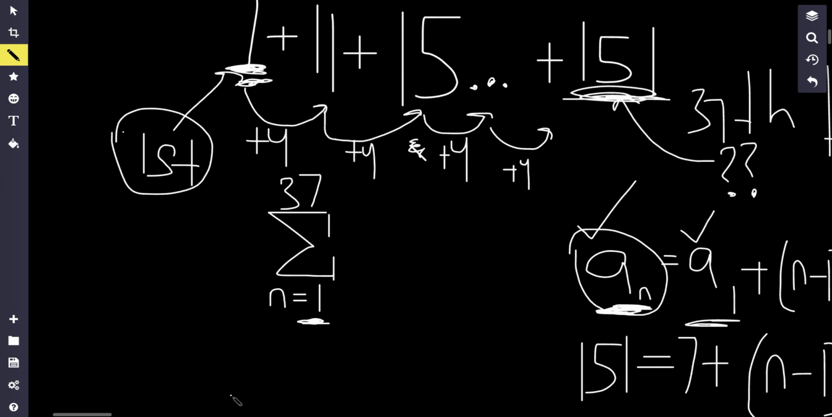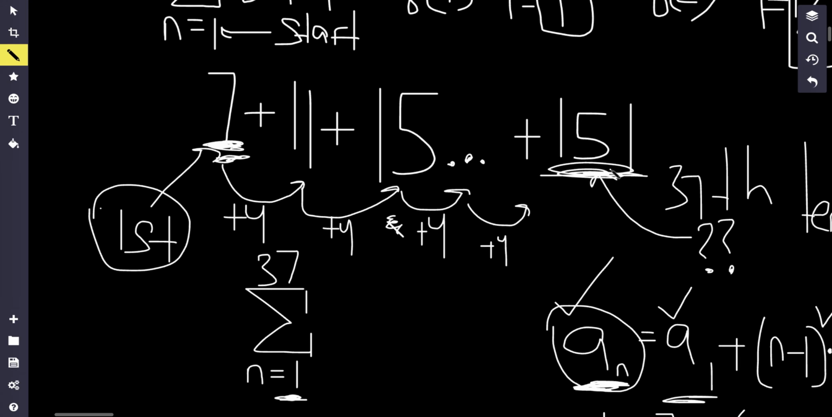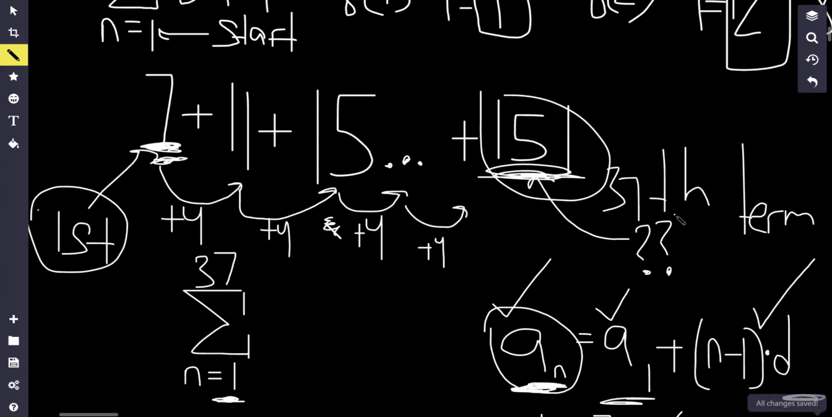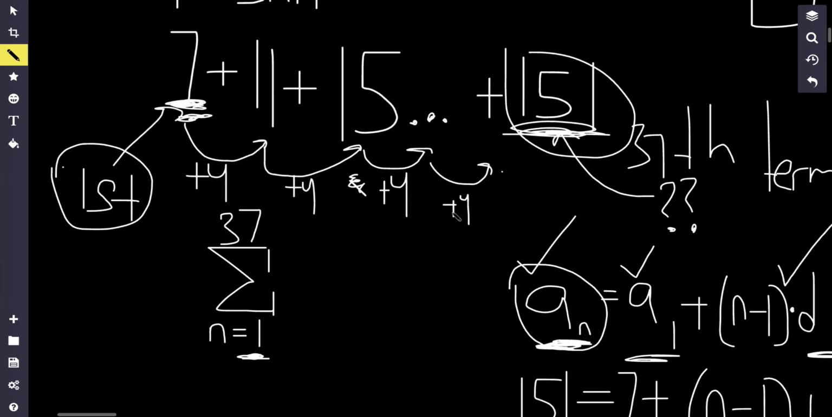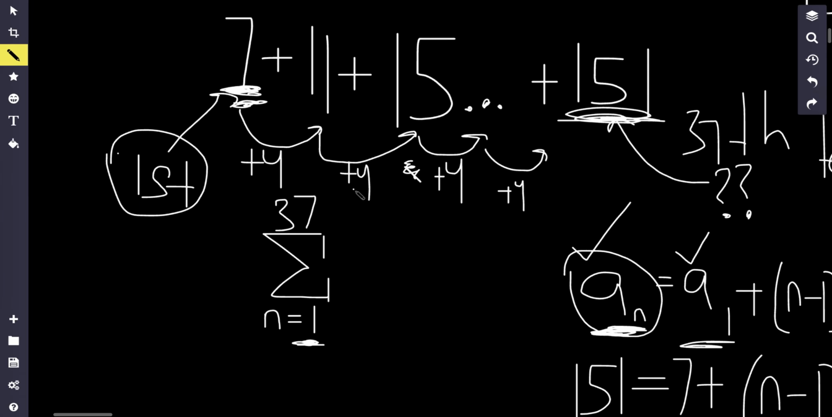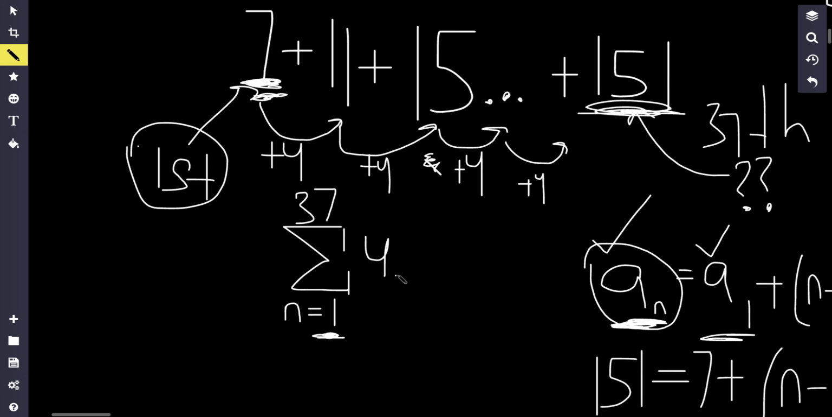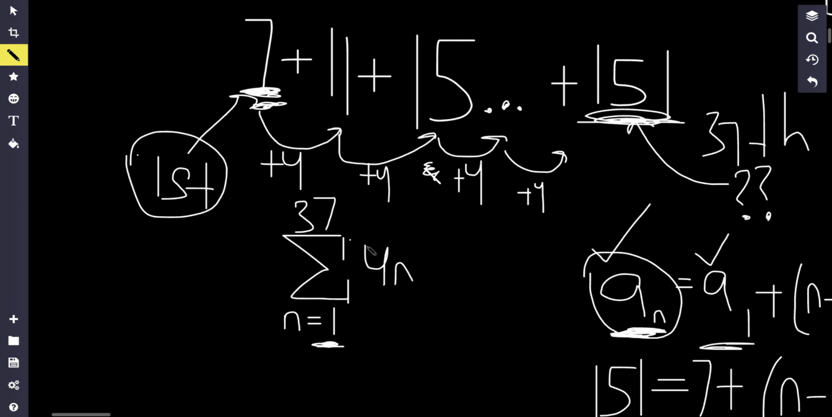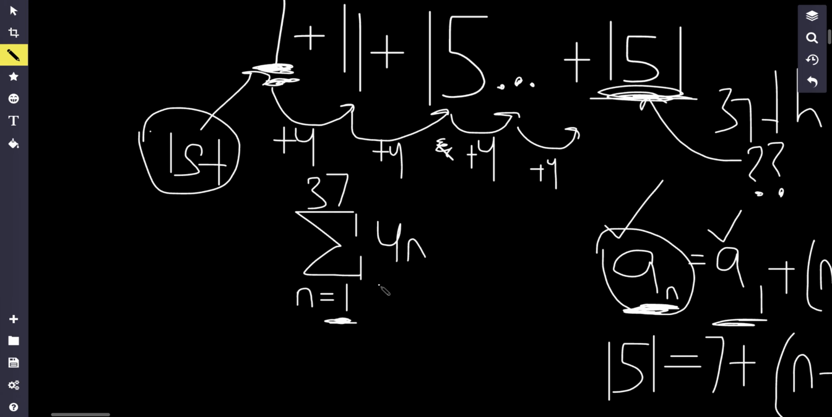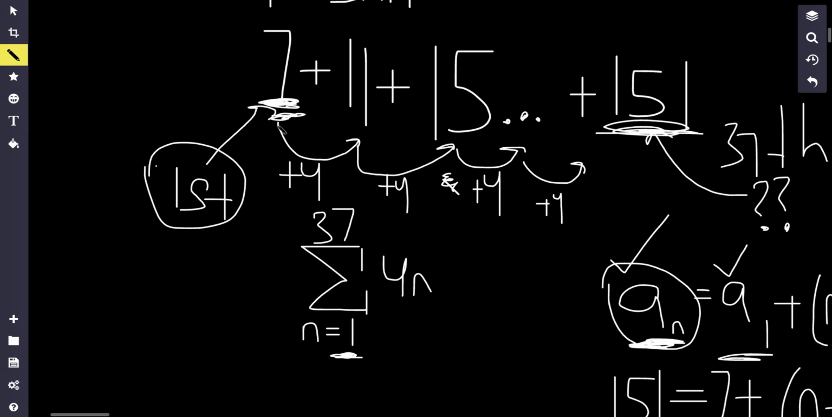So now that we know that this 151 is our 37th term, we can put a 37 up here, because now we know where we're ending. Now we know which term we're ending on. Now, we know that every time we go from one term to the next, we're increasing by 4 units. So I'm just going to put a 4n at the front, because this gives multiples of 4, kind of increasing.